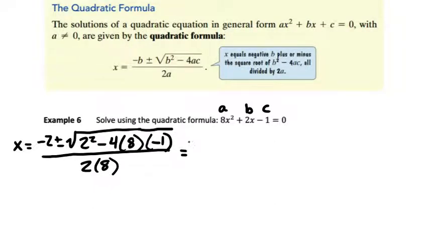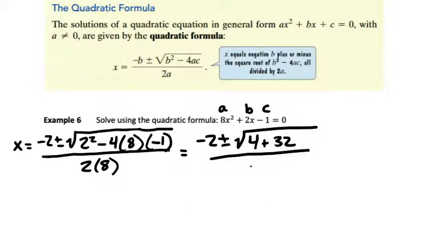Now to simplify. Now, the easiest way to do it, I think, is to start with what's under the square root and break it up into steps. So we have negative 2 plus or minus 2 squared is 4. And then we have negative 4 times 8 times negative 1. Now, this is the first spot where it can be a little bit tricky. This is a minus, and then even though this 1 is at the end, this minus negative is going to change to plus. So it's going to be plus 4 times 8 times 1. 4 times 8 times 1 is 32, so plus 32. So that's the first thing that you want to watch out for.